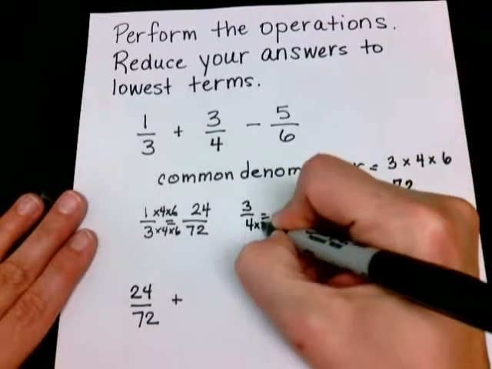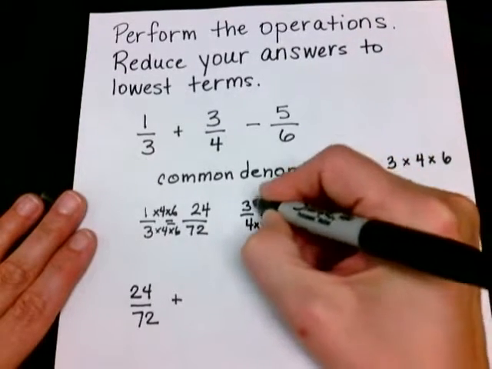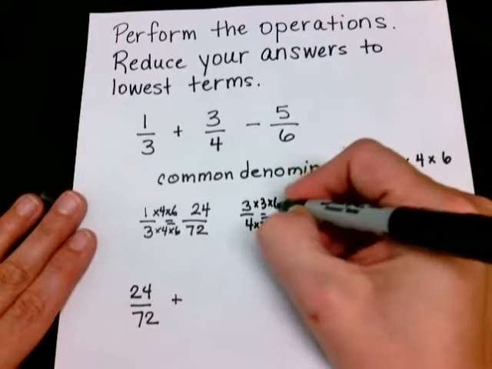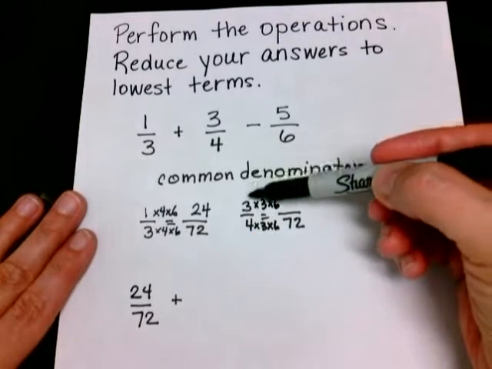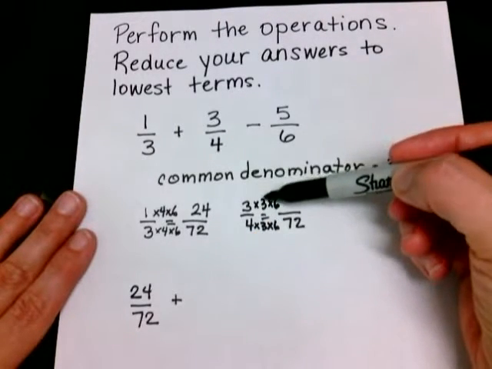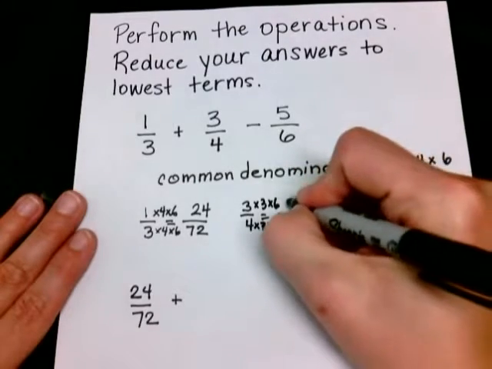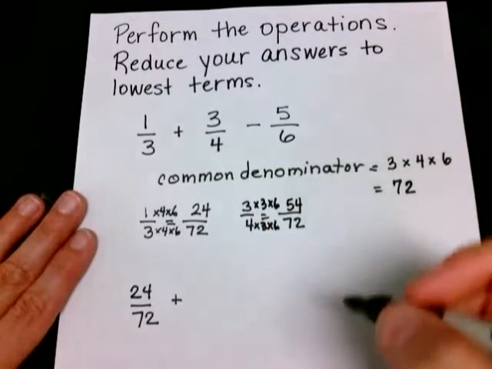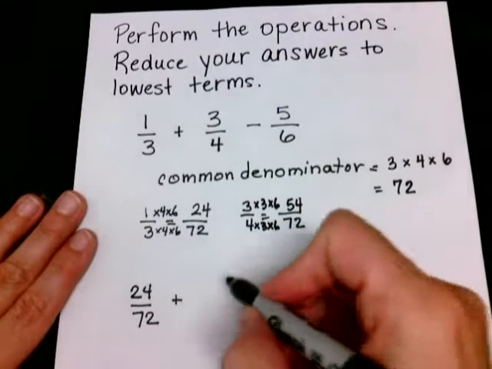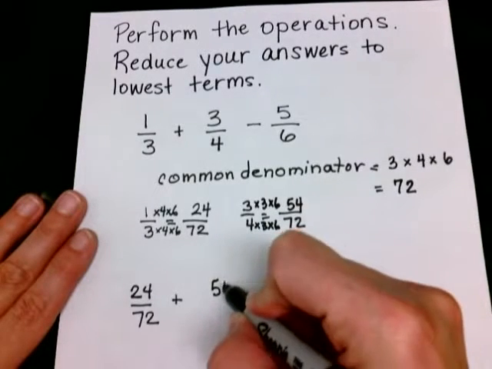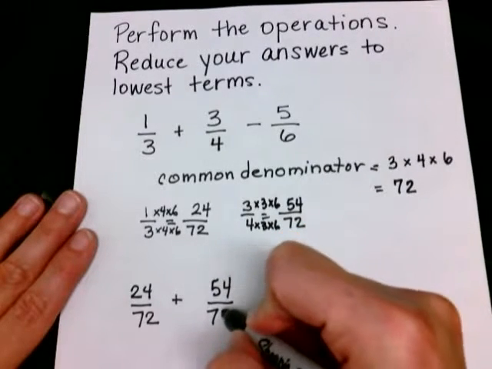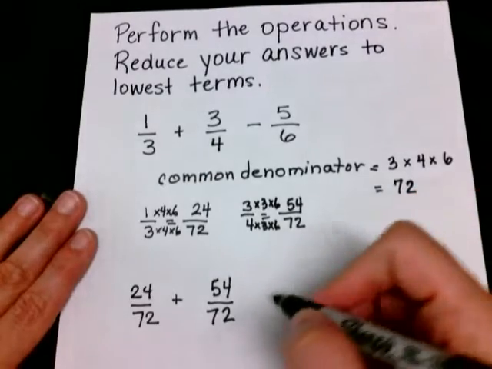So we'll multiply by 3 and by 6. So let's multiply. 3 times 3 gives me 9. 9 times 6 gives me 54. Now we've converted 3/4 into a denominator of 72. So I have 54 72nds. All right, last one.